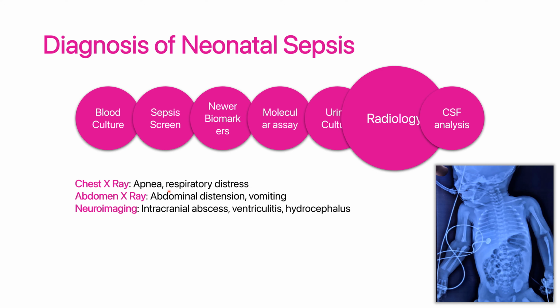Second is when the baby is having abdominal distension, vomiting, feeding intolerance, redness around the umbilicus, anything like that. So we are suspecting a pathology in the abdomen, so we can do an abdominal X-ray. Third is whenever we are suspecting enlarging head size, sudden drop in hemoglobin and sudden appearance of pallor, bulging fontanelle, disappearance of pulsation of the fontanelle, anything like that. So basically we are suspecting an infection in the central nervous system. So to confirm that, we can undertake neuroimaging to confirm intracranial abscess, ventriculitis, hydrocephalus, intraventricular hemorrhage, etc.